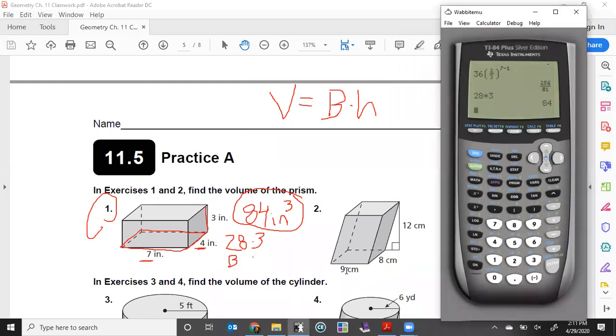Okay. Well, what about number 2? Well, I would say 9 times 8 is the area of the base, 9 times 8. And then multiply that by the height of 12. And that gives me 864. So I'll get 864, in this case, cubic centimeters. Okay, not too bad.